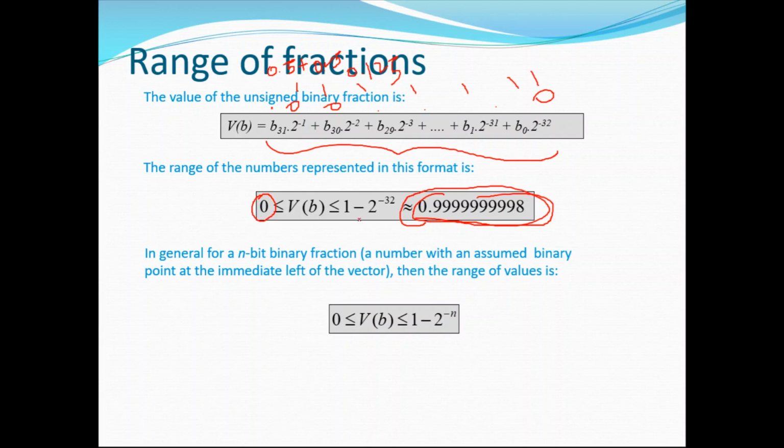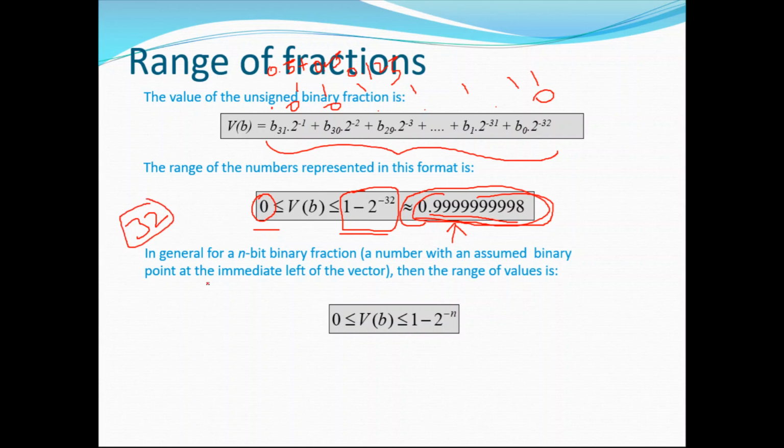Otherwise, this number 0.9998 is equivalent to 1 minus 2 to the power minus 32. Instead of saying this, we can also represent it as 1 minus 2 to the power minus 32. So with 32-bit numbers and an implicit binary point at the left end, the range is from 0 to 1 minus 2 to the power minus 32. So this is the range of numbers that can be represented with 32 bits.